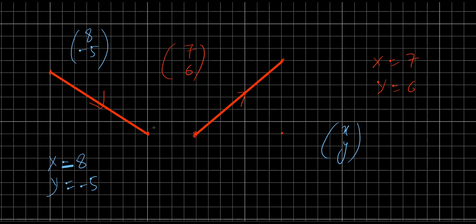Because for y you are going down, I told you if you go down, y will be negative. If you go up, y will be positive. If you move on this side, x will be positive. If you move on that side, x will be negative. So that you have to keep in mind. Okay. One more example and then I will go slightly different than that.